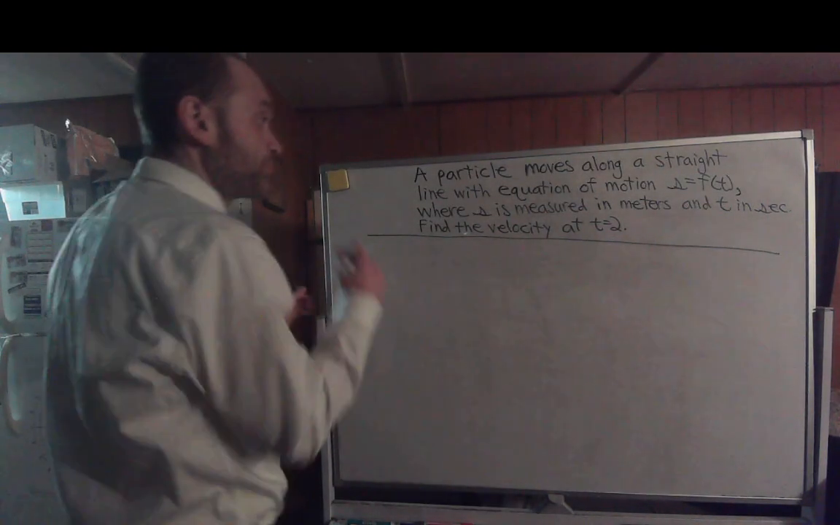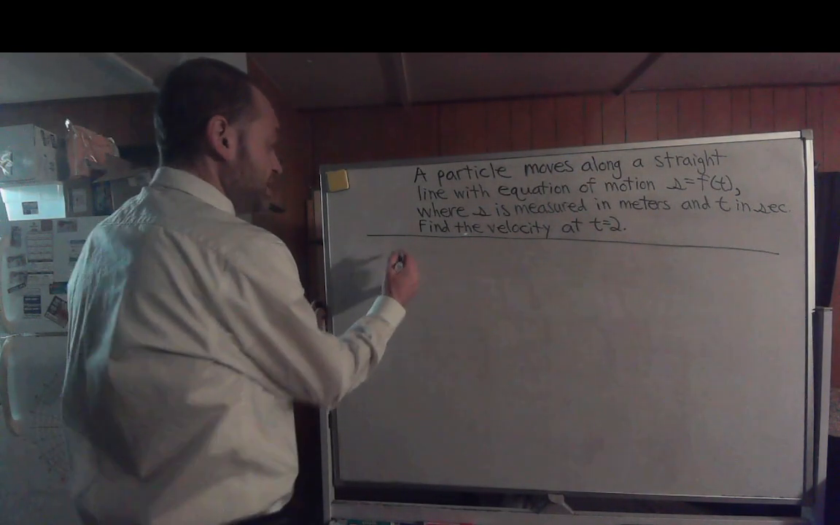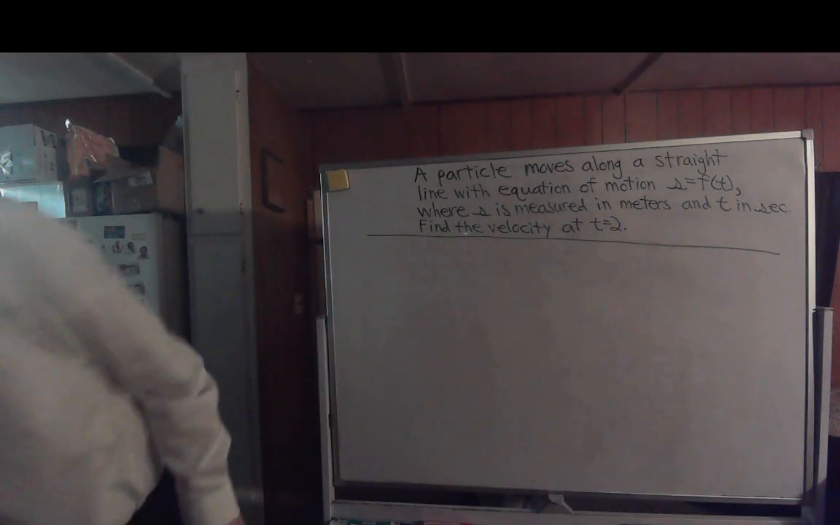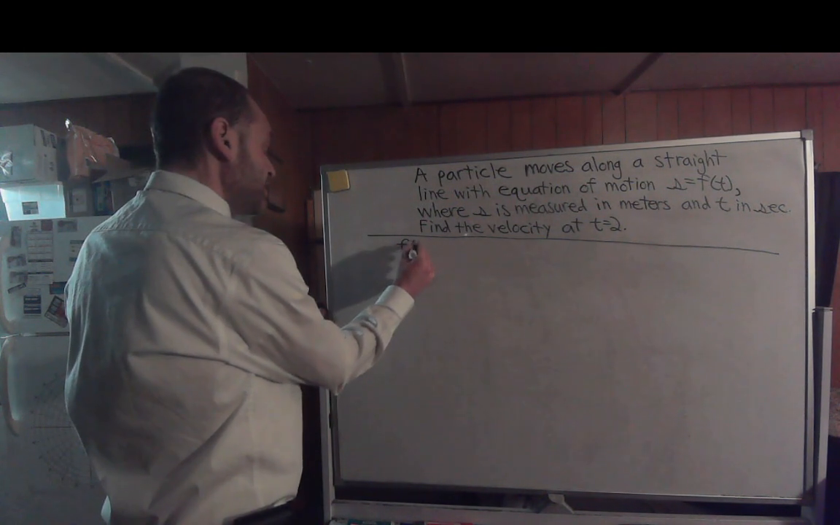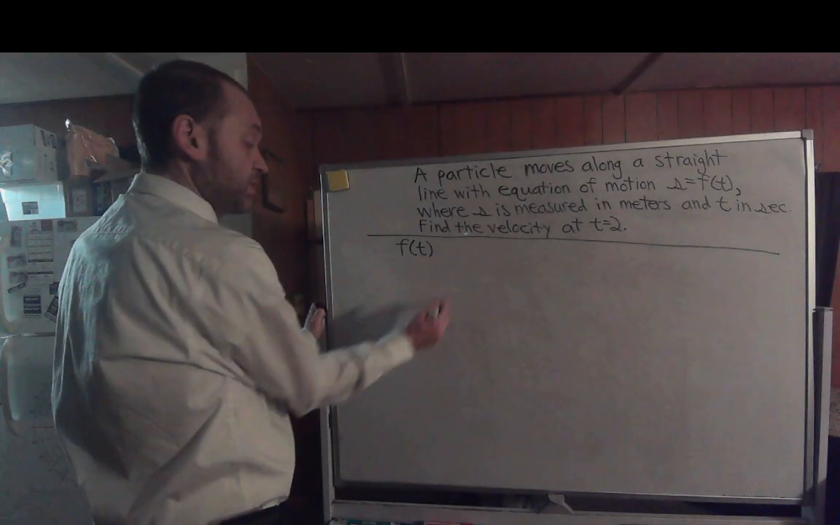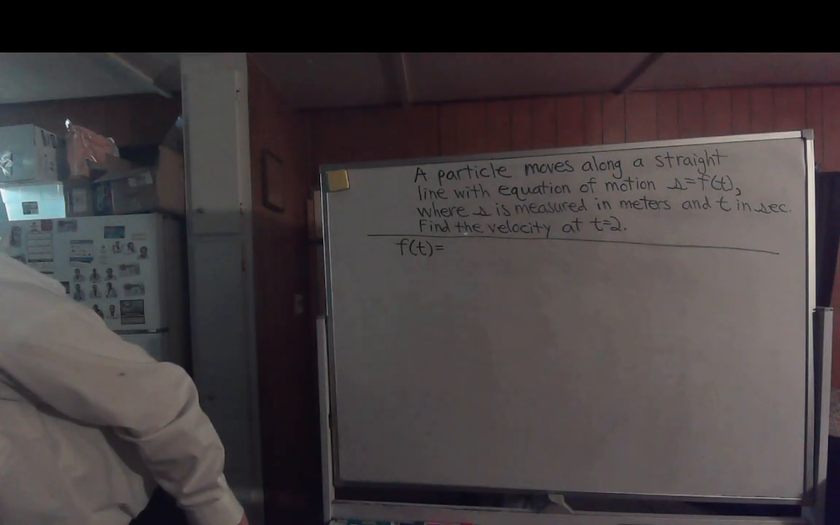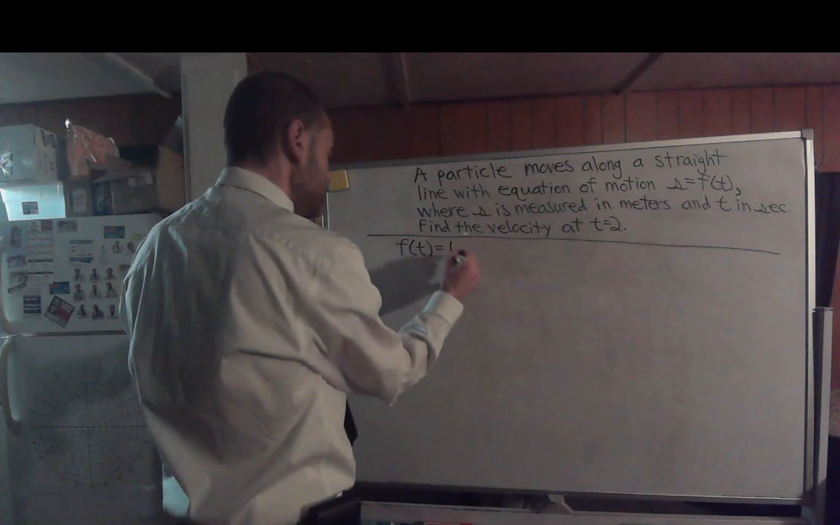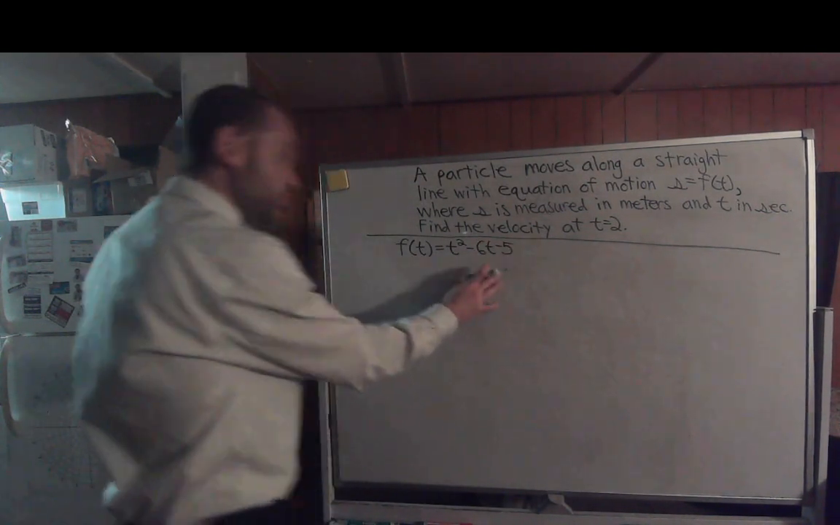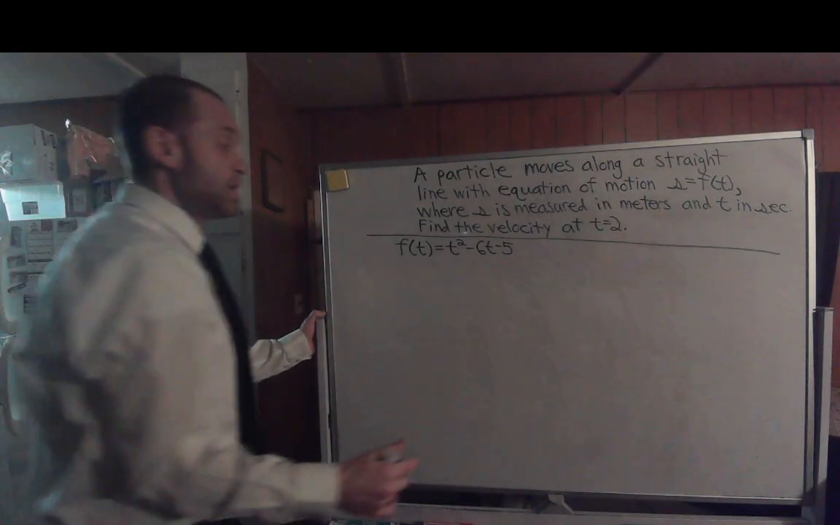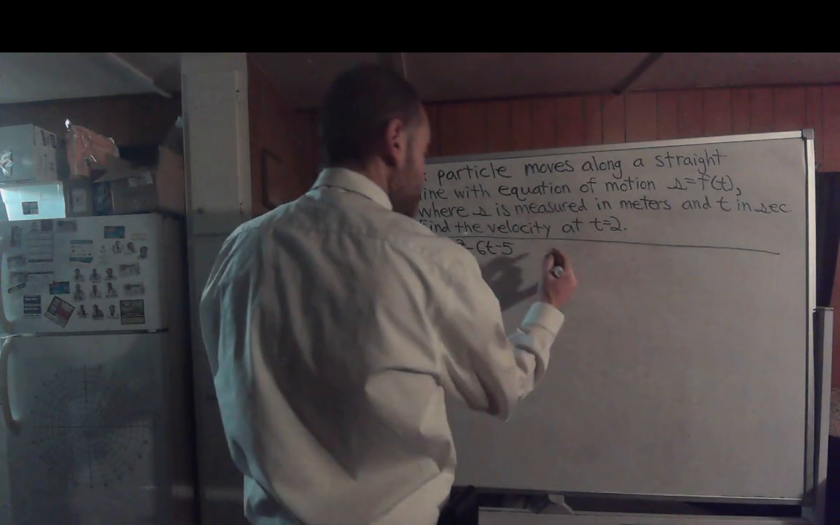So if we want to find the velocity function at a particular point, in this case we are given that f of t, the position function, is equal to t squared minus 6t minus 5. That is your position function. They want you to find the velocity at 2 seconds.